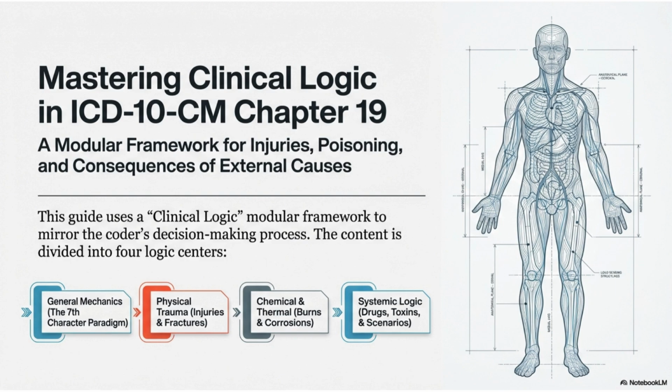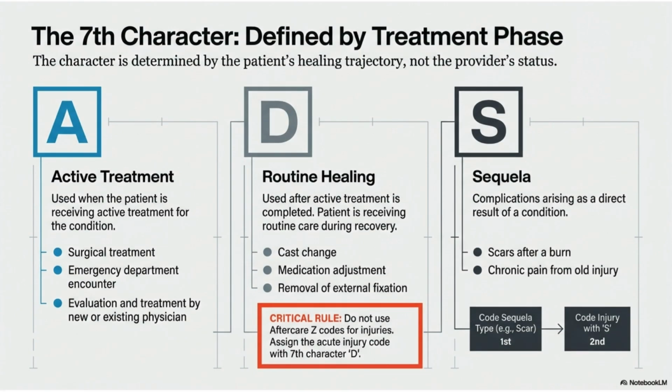Let's get started. Chapter 19 lives and breathes through the seventh character. It tells the story of where the patient is in their healing journey, not what the provider's job title is, and not where the patient is physically located. When the patient is receiving active treatment, such as surgery, emergency care, or evaluation by a new or existing physician, we use the seventh character A.